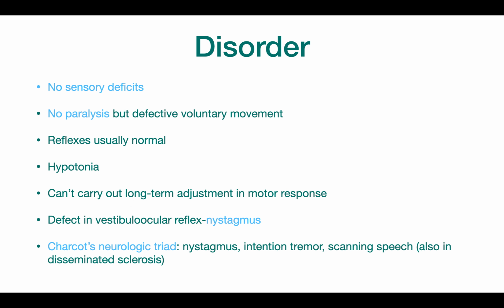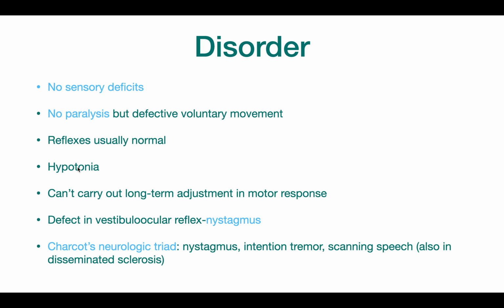Okay, so in a disorder concerning the cerebellum, there are no sensory defects because it's not a sensory organ per se, right? It's not in charge of receiving that. It just integrates the information. However, there is going to be some defect in the voluntary control of movement, depending on how bad it is, right? There's going to be problems with proprioception, so the body isn't going to be able to compensate correctly. However, the reflexes are normal.